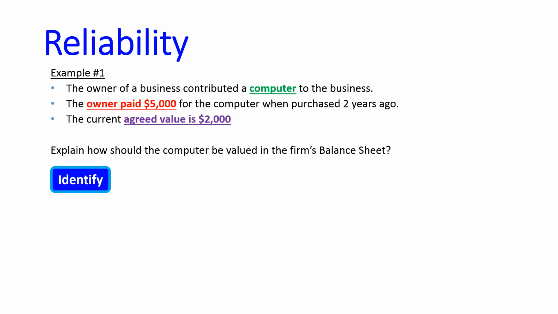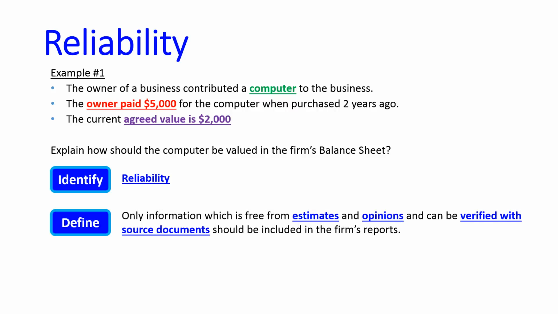In this case though, if I answer this from a reliability viewpoint, always following our structure of answering theory questions, I identify and define it. Only information which is free from estimates and opinions and can be verified with a source document should be included in the firm's reports. So I've only given the part of the definition that's appropriate. I left out the bit about being free from errors. That's not really the point of this question. However, I haven't related it to the question. I haven't said which value we should use. So I'm going to do that now by relating.